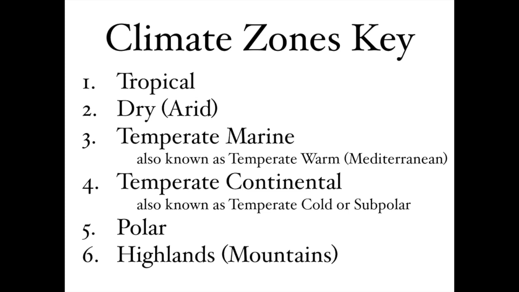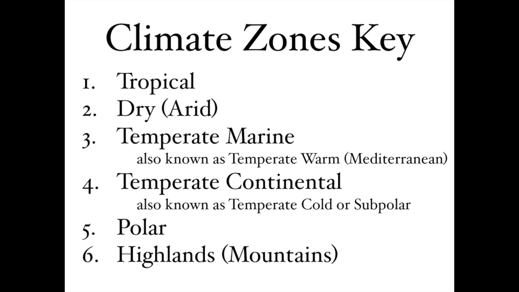As we said, the climate zones include the tropical region, the dry, which is also known as the arid zone, the temperate marine zone, which I've seen written down as the temperate warm, which also has a subzone of the Mediterranean. We then have the temperate continental, which is also called the temperate cold, but also many times in many resources been written as subpolar. So temperate continental has three names: temperate continental, temperate cold, and subpolar are all the same thing.